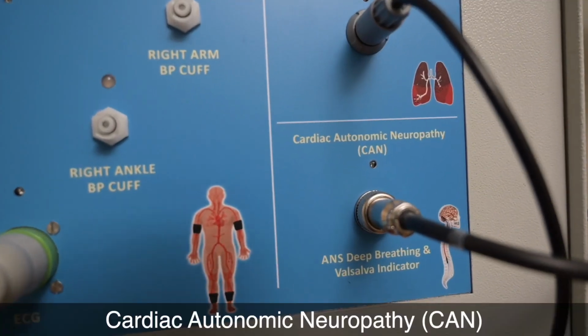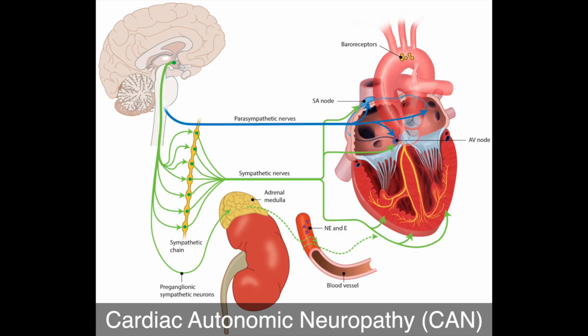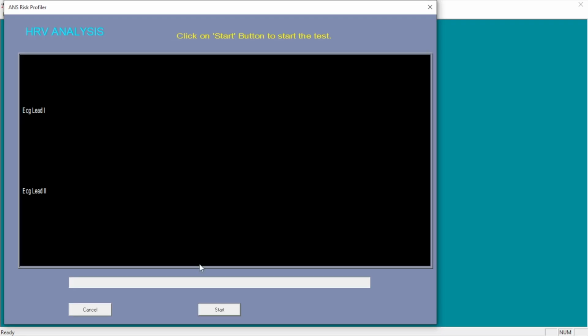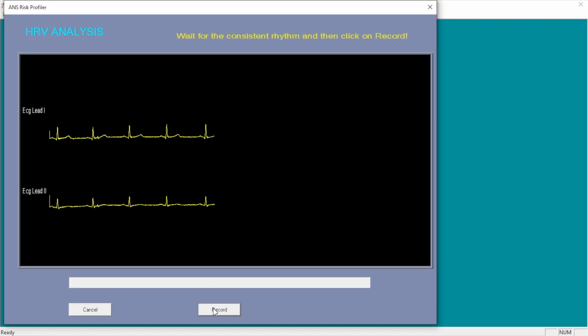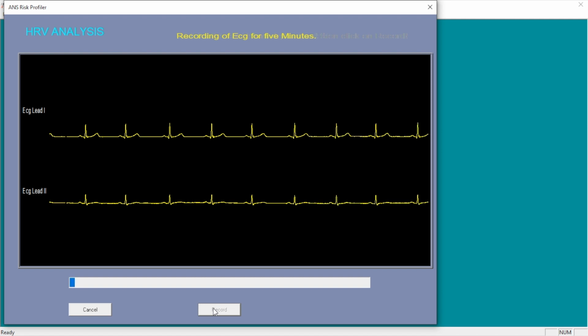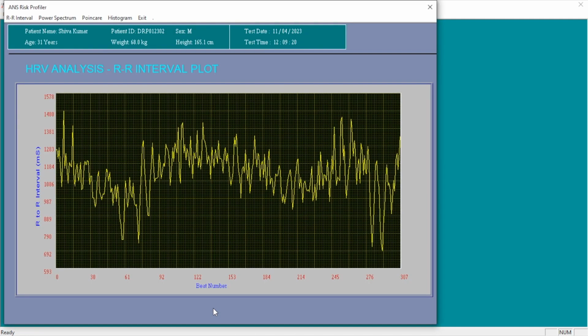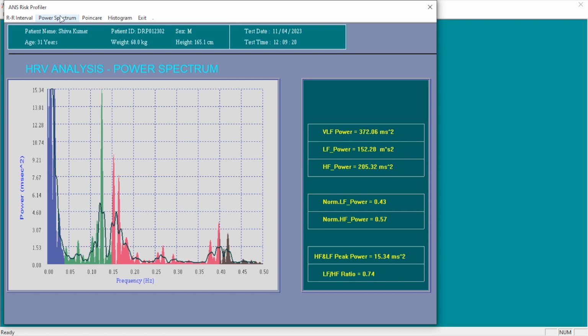Cardiac autonomic neuropathy, CAN, is a common complication of diabetes that affects the nerves controlling the heart and blood vessels, leading to increased mortality rates in people with diabetes. HRV testing is a non-invasive tool used to detect cardiac autonomic neuropathy, CAN, in diabetics. The test monitors heart rate variability and provides early signs of CAN and an increased risk of cardiovascular disease.